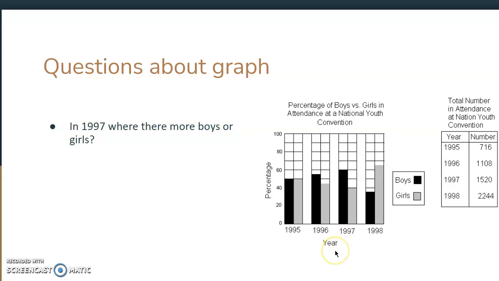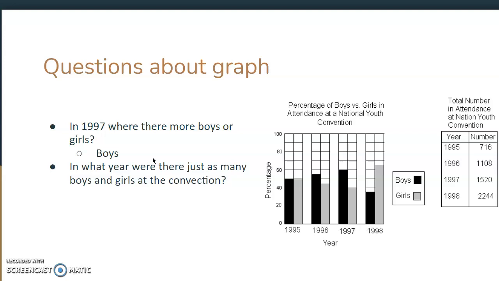Let's look at our graph. 1997 is right here. Our percentage for black is higher. We have more boys than girls. So our answer would be boys. Our next question is, in what year were there just as many boys and girls at the convention? So we're looking for the year that our bars are the exact same. We can see that in 1995, they were the exact same.